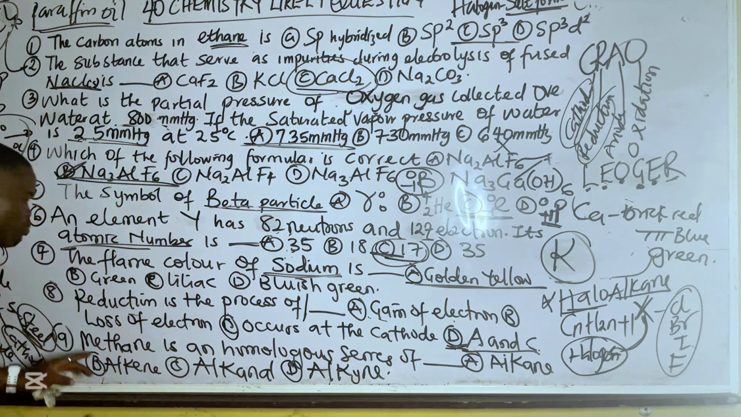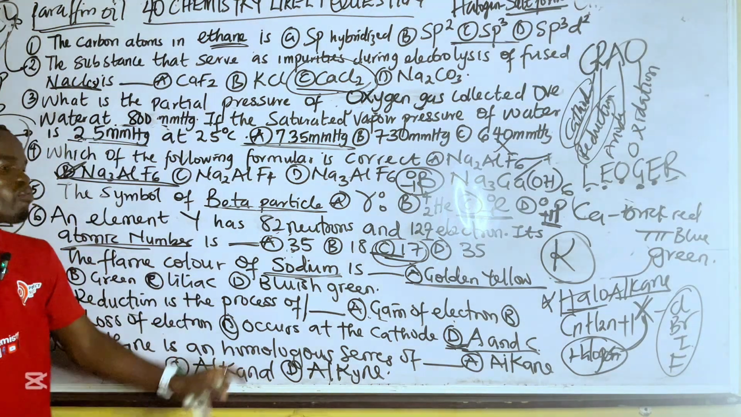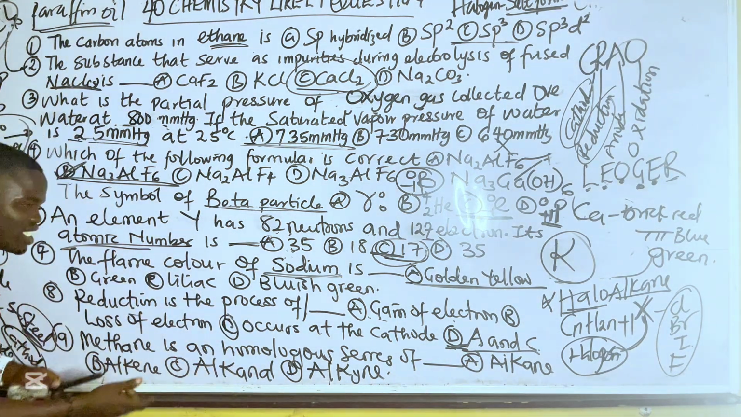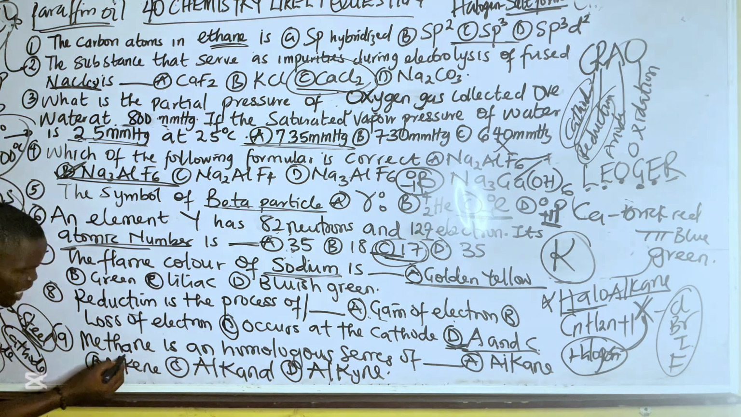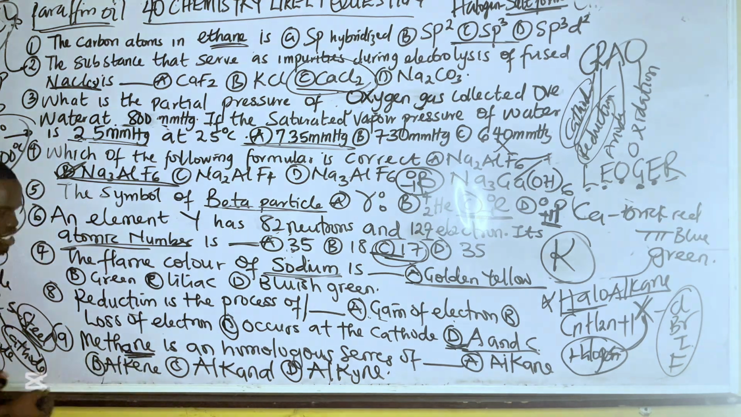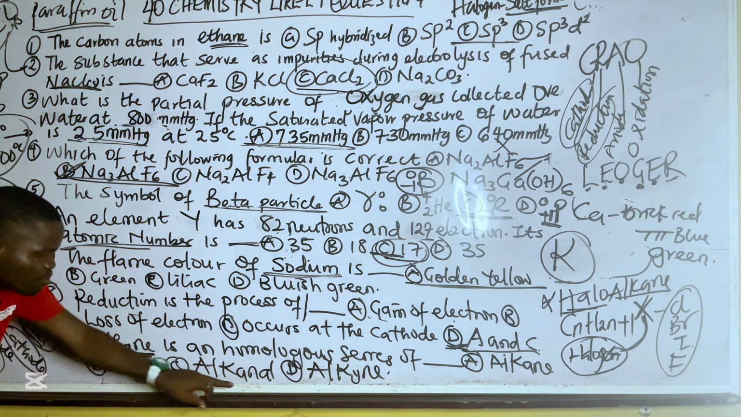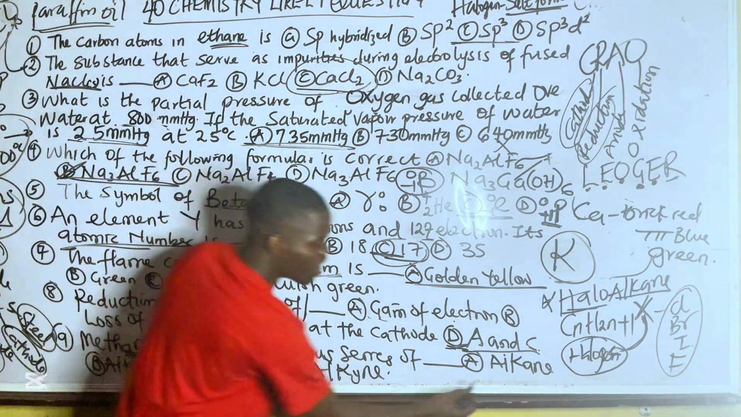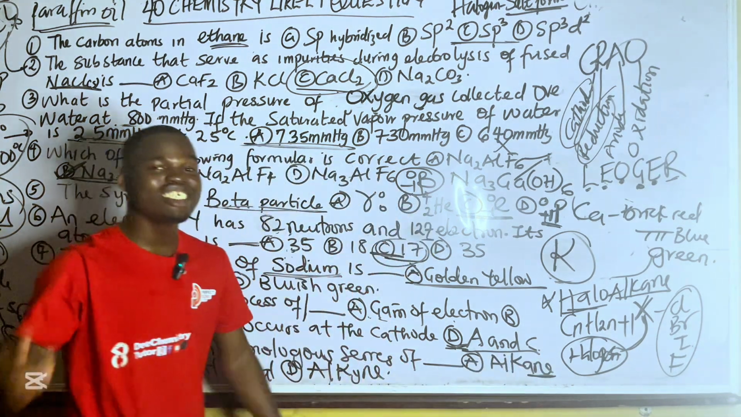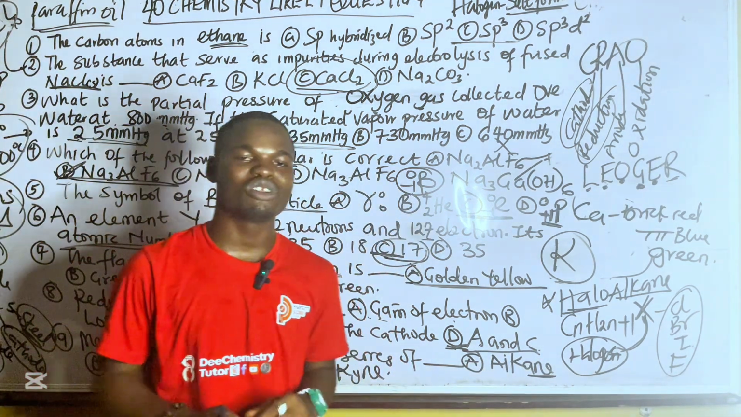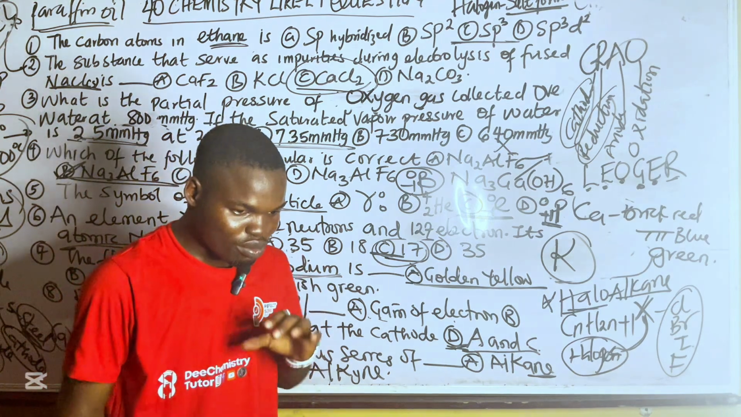Number 9. Methane is a homologous series of dash. You must know this one. Look at it. Don't even cram. Methane. A. Which one ends with A? It's easy. I used to explain this thing very well to my students. Do you know what I tell them?